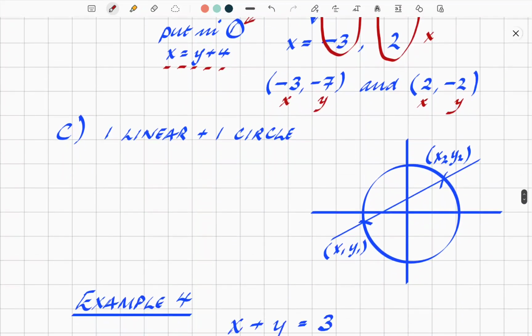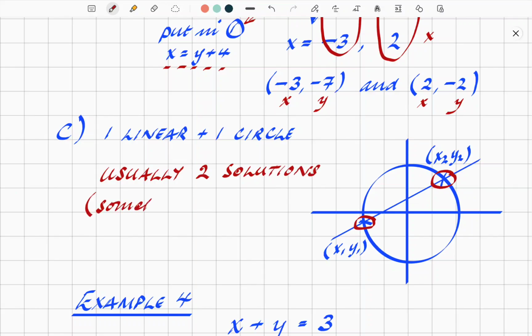Okay. Type 3 and C in my case. And this one is one linear plus one circle equation. All right. Again, you can see there are going to be potentially 2 points of intersection. Again, usually 2 solutions. Sometimes one solution if they use a tangent.